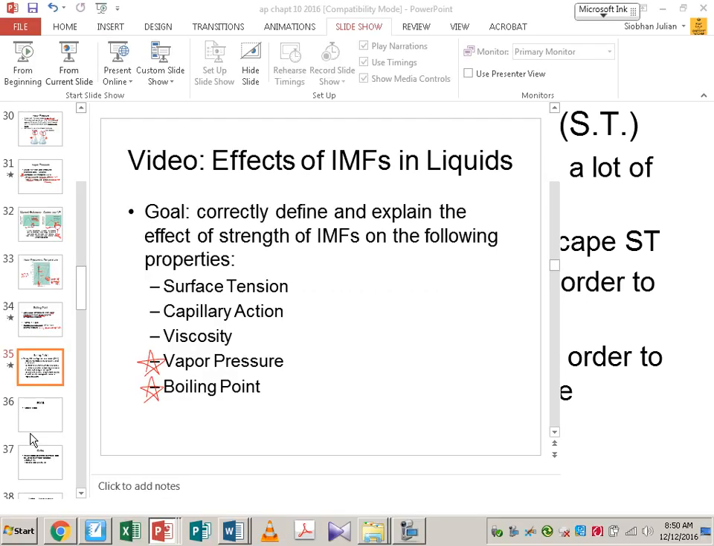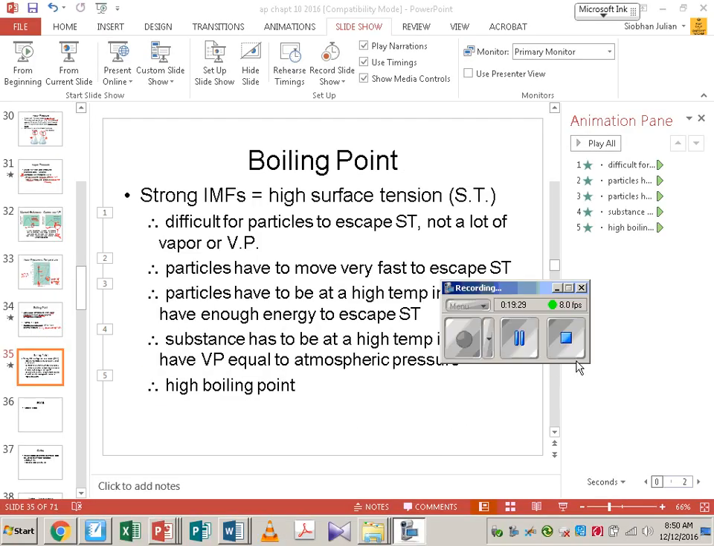So that is the discussion on effects of intermolecular forces of attraction, and be prepared to answer questions about this tomorrow.